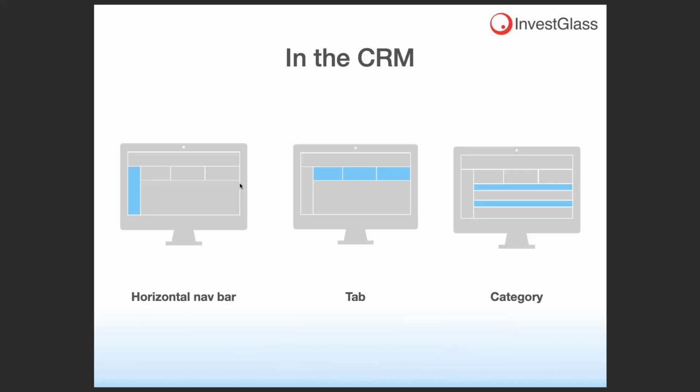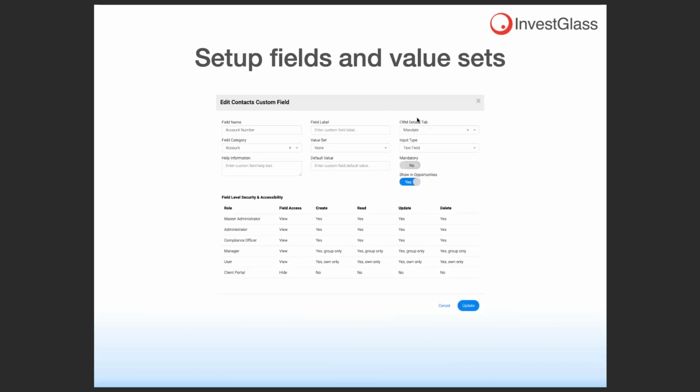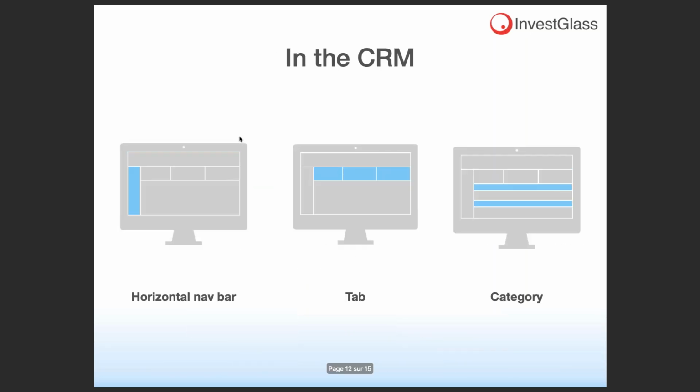Then into the CRM. As you see here, we have 3 types of layouts. We have the horizontal navigation menu on the left, the nav bar. We have the tabs, and then we have the categories. So when you create the fields that we've seen just before, you will have the possibility to define the tabs and the field categories, and this will automatically be presented in a very nice fashion in your CRM. It's quite simple. You just have to make sure where you want to put them.